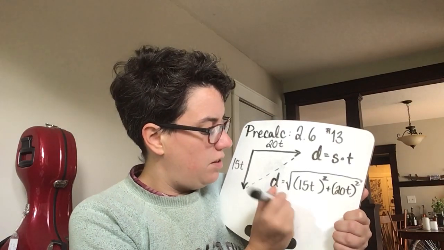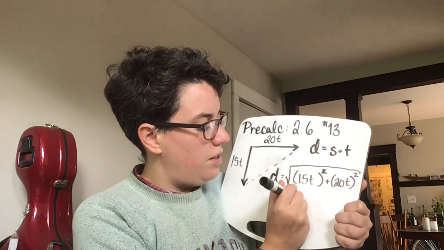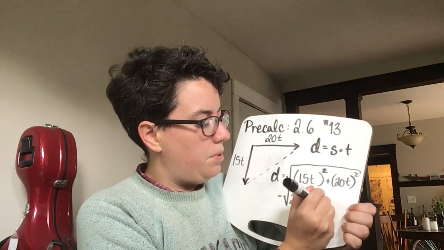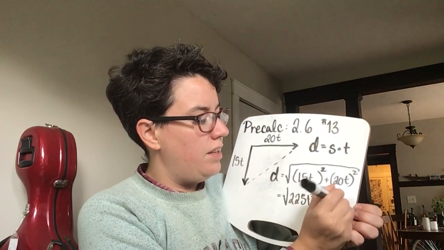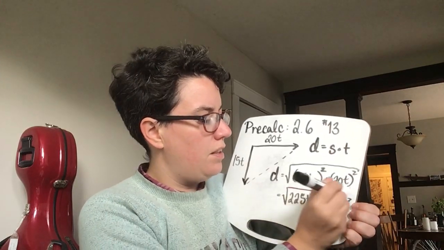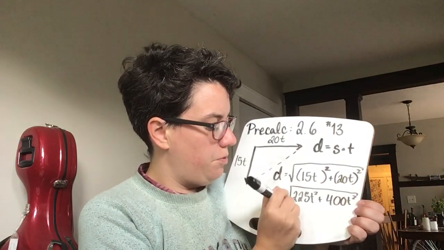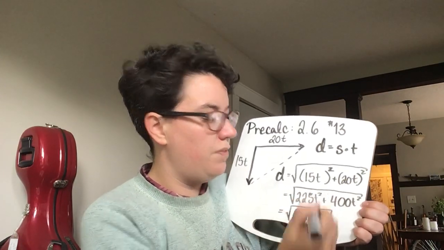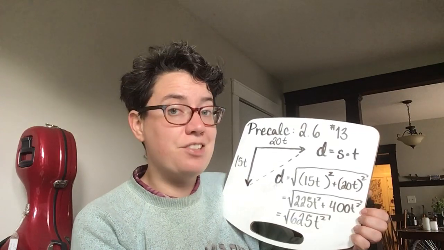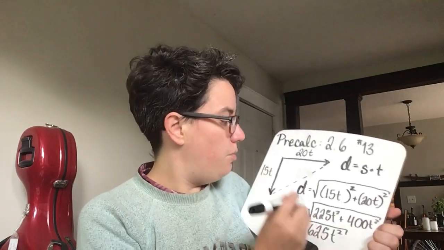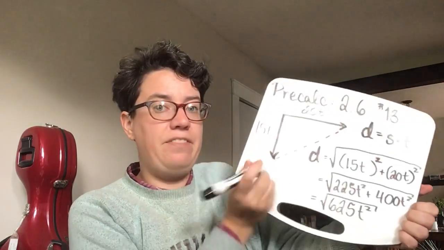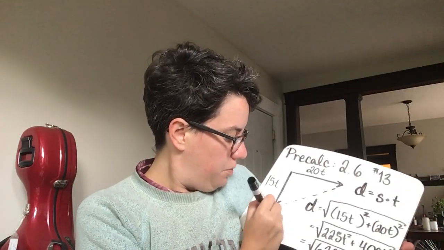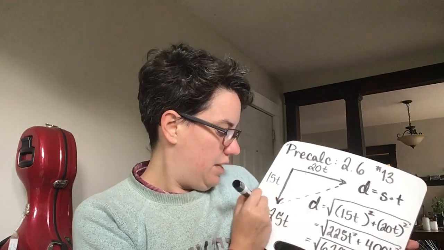So we do that, root, this would be 225t squared plus 400t squared, which would give us root 625t squared. And 625 is actually 25 squared. So we end up with a lovely simplified final answer that I'm going to write here, is that that distance is equal to 25t.